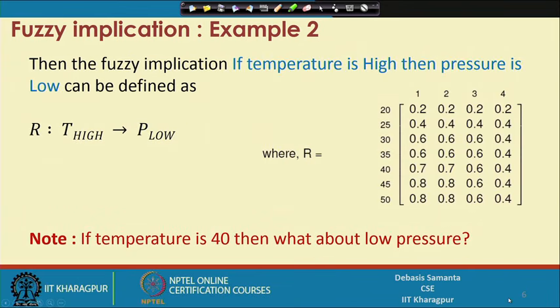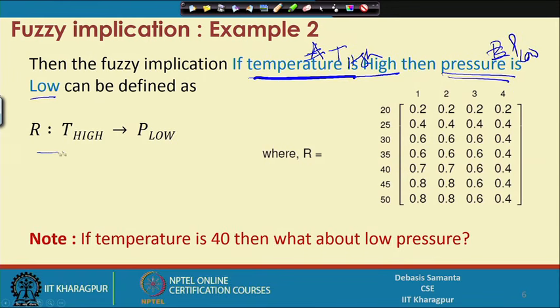Now, fuzzy implication from the two propositions: temperature is high then pressure is low. So, the proposition is, if temperature is high then pressure is low. We can say this is A, temperature is high, and the pressure is B. We have denoted this as T high, and this is B, here P low. So, the relation or implication between the two can be expressed using the short form T high to P low.